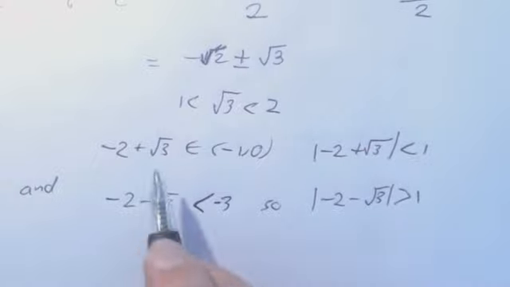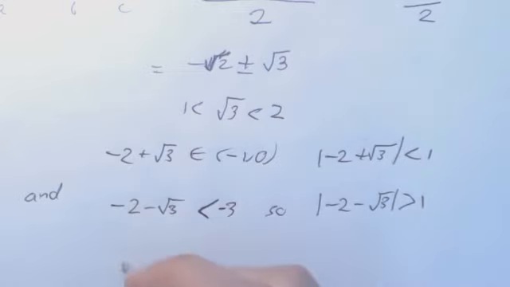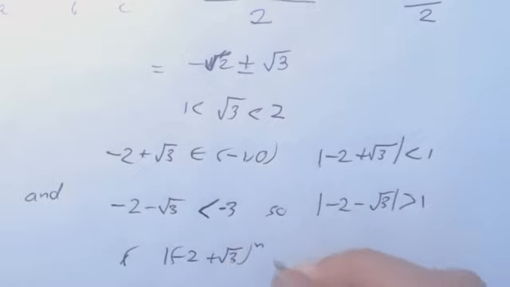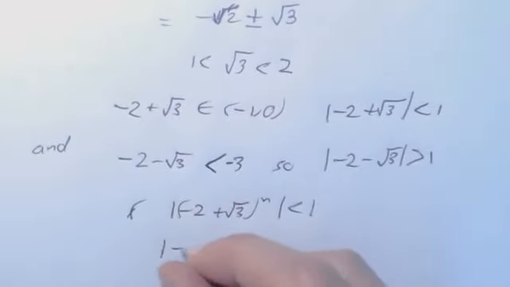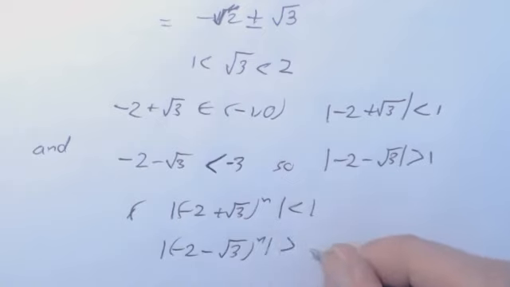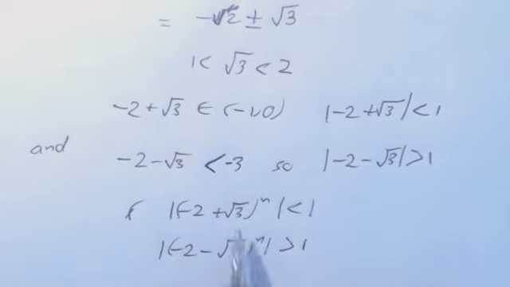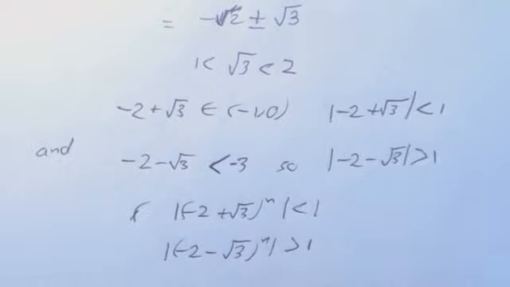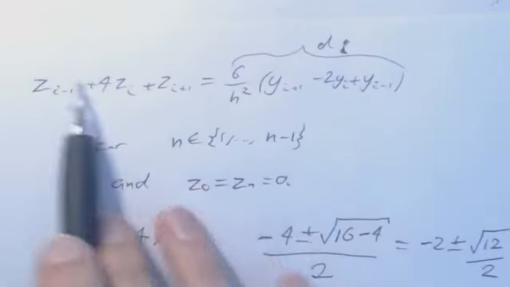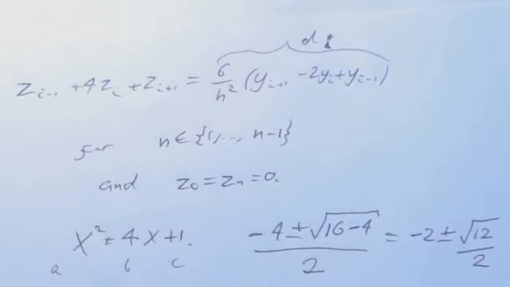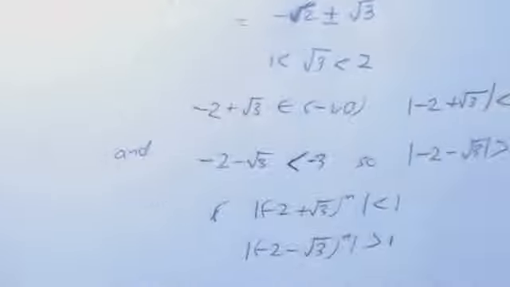So this tells us that if n is any power greater than 1, then the absolute value of minus 2 plus square root of 3 to the n is less than 1, and the absolute value of minus 2 minus square root of 3 to the n is going to be greater than 1. So the nth power of these two roots is always going to be different. So we can always guarantee a solution to this set of equations based on what we did earlier in section 1.4.